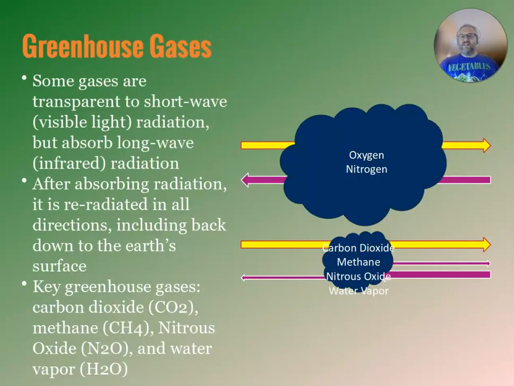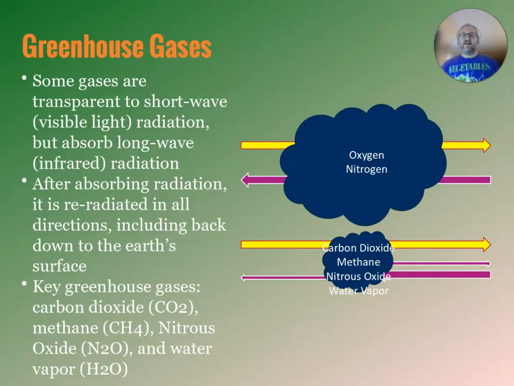So why would the atmosphere do that? Why would the atmosphere absorb and re-radiate some of this energy? Well, it's because the atmosphere contains what we call greenhouse gases. They get this name because the effect is kind of similar to what you'd get in a greenhouse.